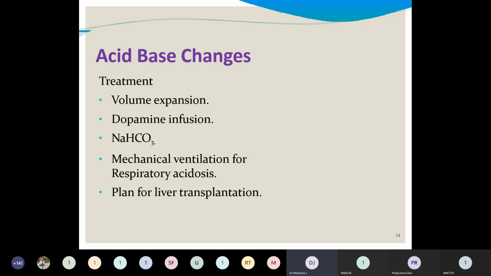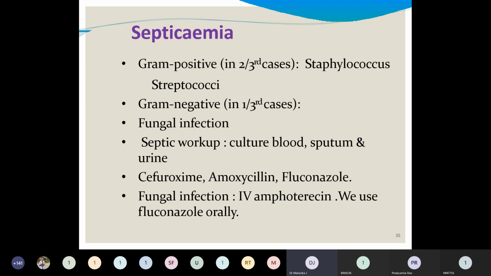So when there are changes in the acid base, then what treatment can you give? Volume expansion by giving adequate fluid, normal saline can be given. Dopamine infusion, sodium bicarbonate when the bicarbonate levels are low. Mechanical ventilation for respiratory acidosis, and for treating septicemia.